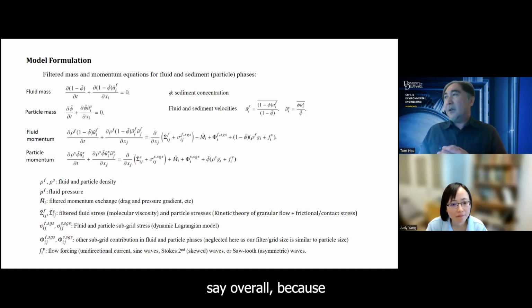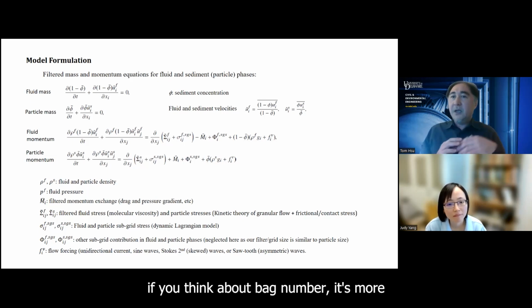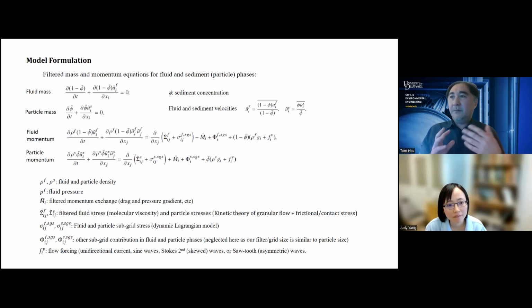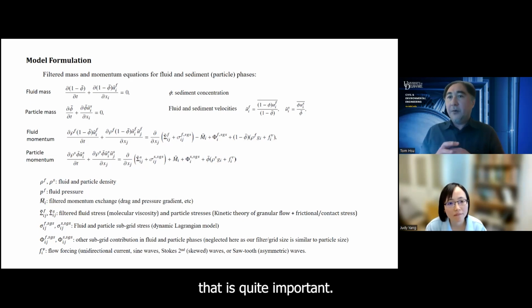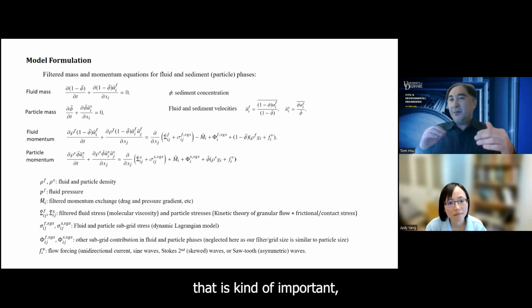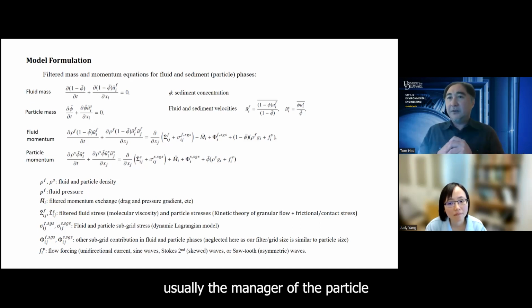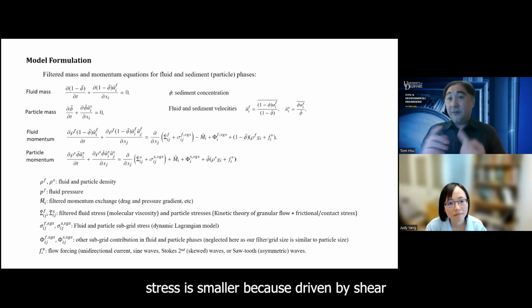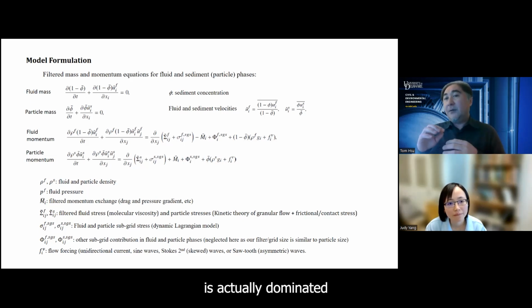But what I want to say overall is that the particles we're considering, if you think about the Bagnold number, are more around 10-ish. So the interstitial fluid effect is quite important. However, when the interstitial fluid effect is important, usually the magnitude of the particle stress is smaller because it is driven by shear. It's actually dominated mostly by the turbulence that we're resolving.